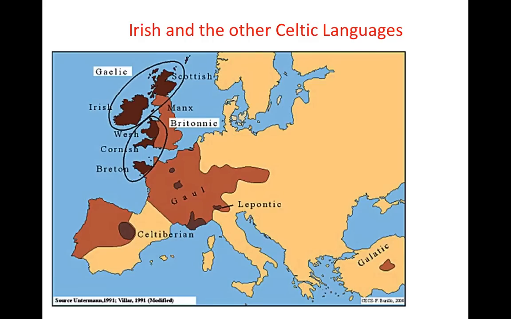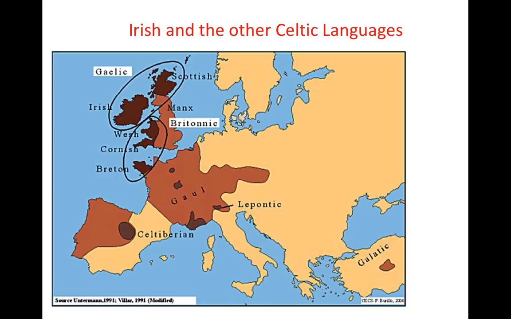So we begin with Irish, and as everybody knows, it is one of the Celtic languages. In the British Isles, they are divided into two groups: the Gaelic or Goidelic group, which is Irish, Scots, and Manx, and the Brittonic group, which would be Welsh, Cornish, and Breton, which is a result of an immigration from southern Britain to France.